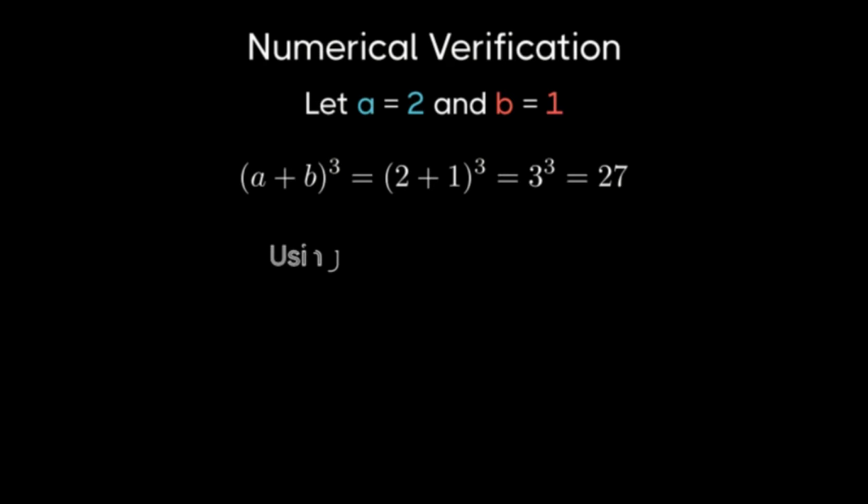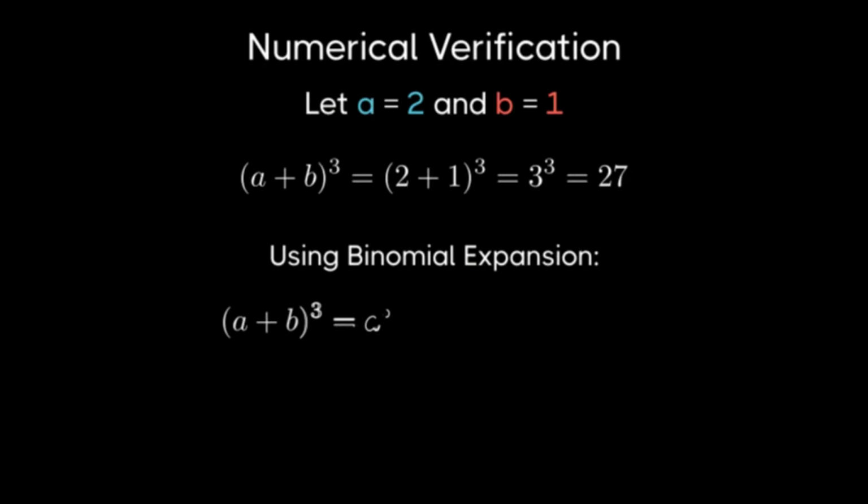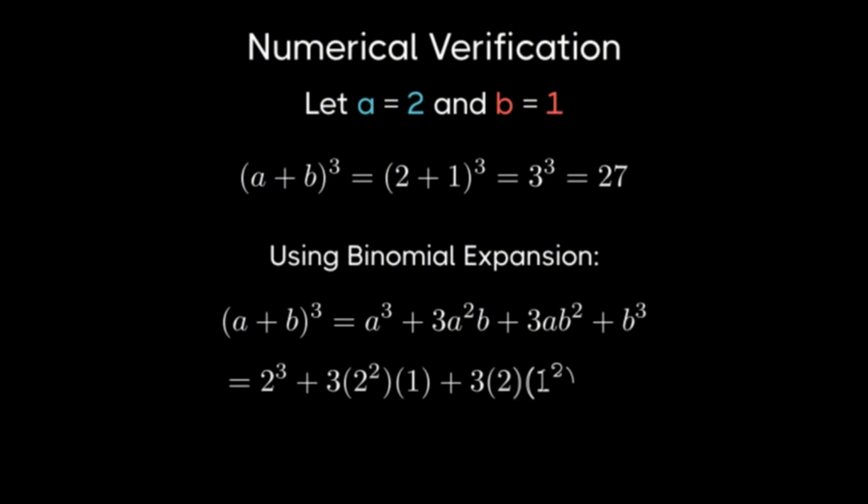Now let's approach the same problem using the binomial expansion formula. This will show us whether the formula actually produces the correct result. The algebraic expansion of (a + b) cubed gives us 4 terms: a cubed plus 3 times a squared times b plus 3 times a times b squared plus b cubed. Each term has specific coefficients that come from the binomial theorem. Let's substitute our values into each term of the expansion. We'll replace a with 2 and b with 1 throughout the formula.